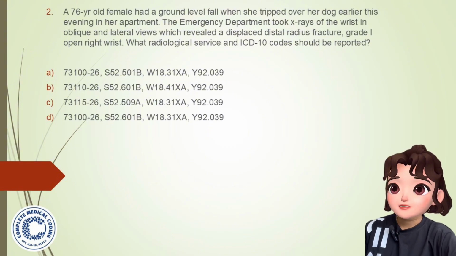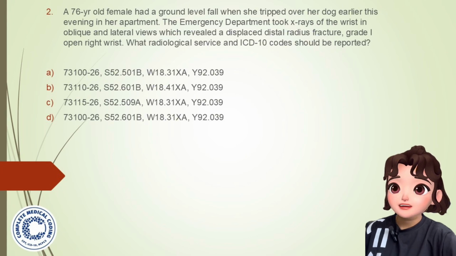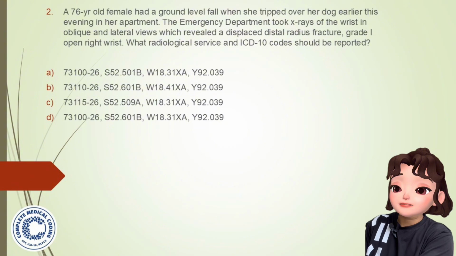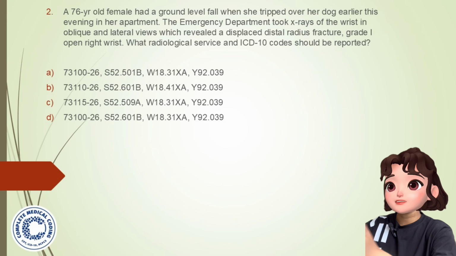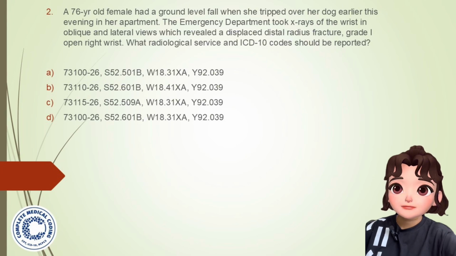So let's move to the first option, CPT code 73100. What is 73100? Radiological examination of wrist, 2 views. Yes, the radiology department has done the radiological examination, X-ray of 2 views, wrist 2 views.